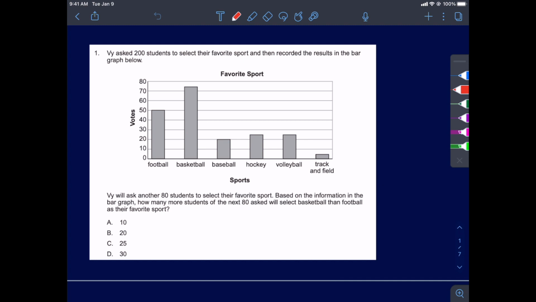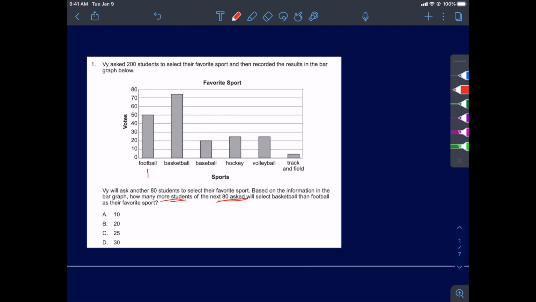Okay. Two things. It says more students, so we're not counting the ones that already are there, and it's the next 80. Two approaches to doing this. We're focused on football and basketball. One approach, we can see that there are currently 75 people who like basketball out of 200. So if that holds for a group out of 80, we'll have X out of 80.